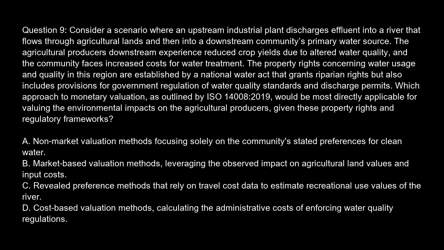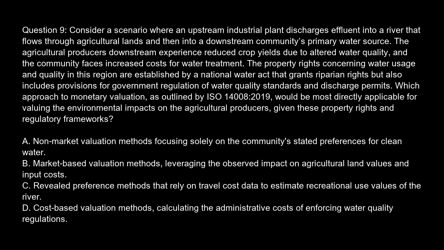Question 9. Consider a scenario where an upstream industrial plant discharges effluent into a river that flows through agricultural lands and then into a downstream community's primary water source. The agricultural producers downstream experience reduced crop yields due to altered water quality, and the community faces increased costs for water treatment. The property rights concerning water usage and quality in this region are established by a National Water Act that grants riparian rights, but also includes provisions for government regulation of water quality standards and discharge permits.